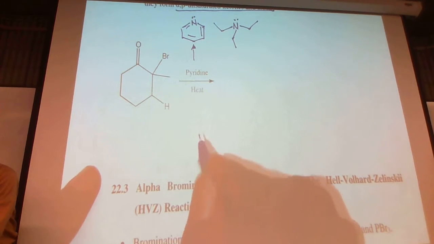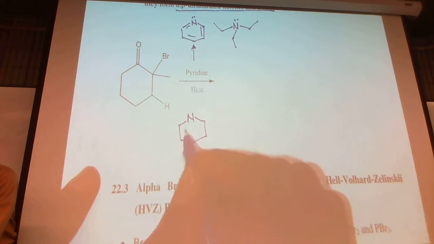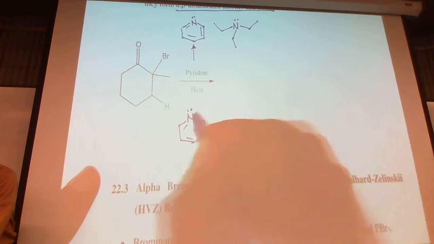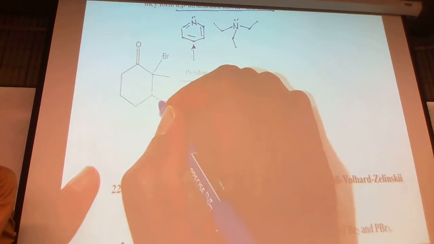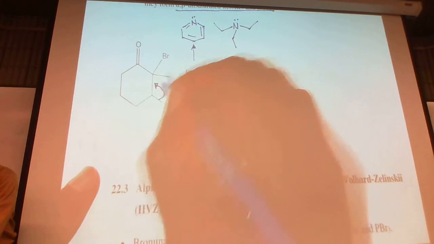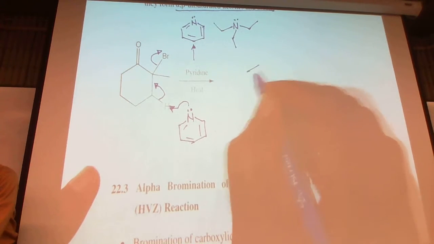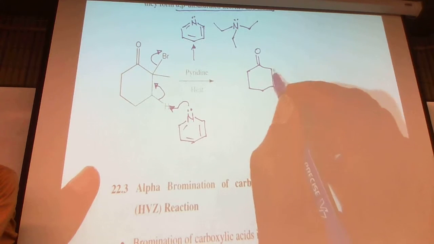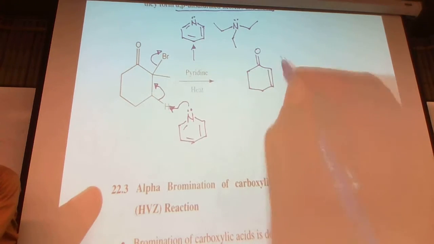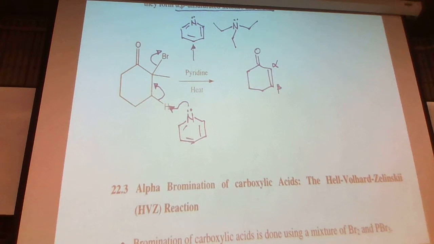So what this base does, in this case pyridine, triethylamine is more basic, but pyridine is slightly basic, is it's going to remove this alpha proton. This will form a double bond and kick out the leaving group. So you have that alpha beta unsaturated ketone. So that's the significance of that.